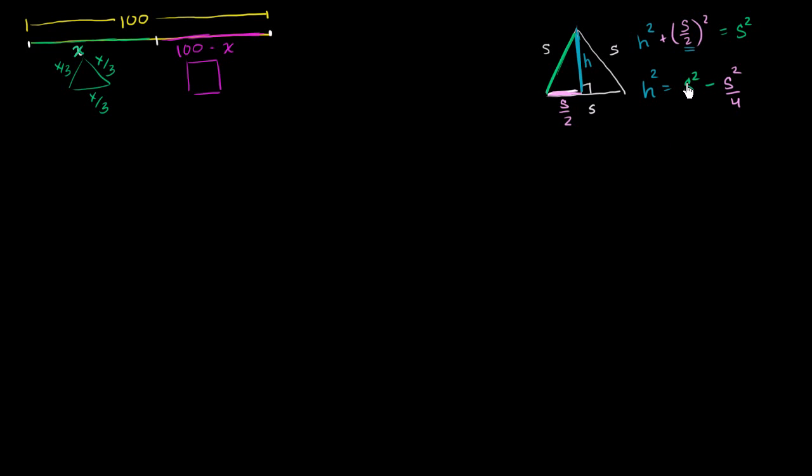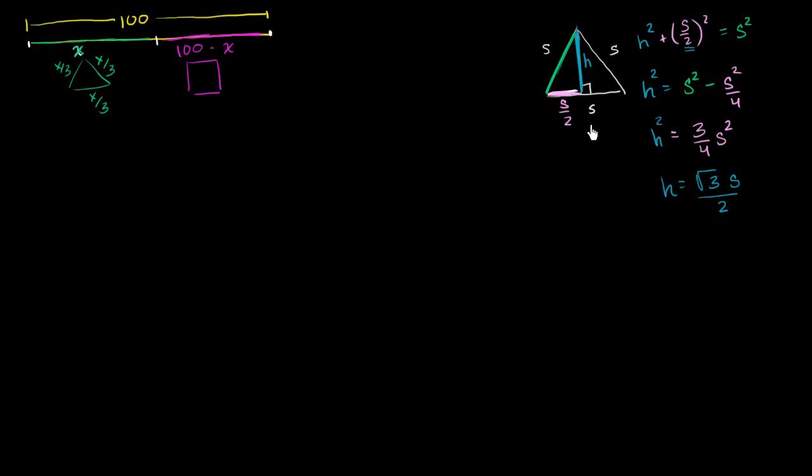Well, you could view this, if you have a whole of something minus a fourth of that something, this is going to be equal to 3/4 s squared. This is going to be equal to h squared, or your height is going to be equal to the square root of 3/4 s squared. So it's going to be the square root of 3 times s, all of that over 2. So what's the area of this thing going to be?